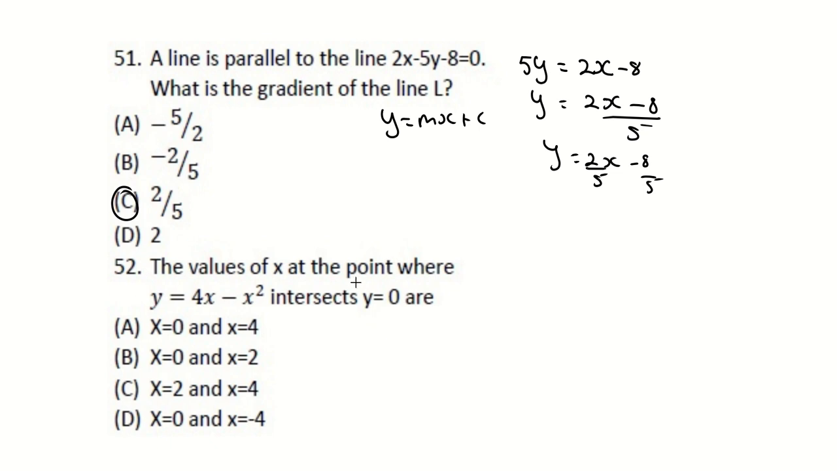The values of x at the point where, we had this already, we got 0 and 4. What we did is we made this equal to 0. 4x minus x squared is equal to 0. We factorize this, x is common, x, 4 minus x, close bracket, is equal to 0. You make each bracket equal to 0. x is equal to 0 and x is equal to 4. So the answer is E. And that is the end of January 2022.